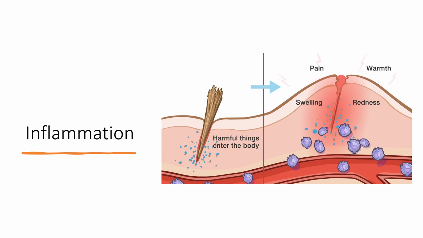The characteristic signs of inflammation are pain, heat, swelling, and redness. The redness and heat come from the increased blood flow, and the swelling from the increase in fluid into the tissues that puts extra pressure on receptors, causing pain.